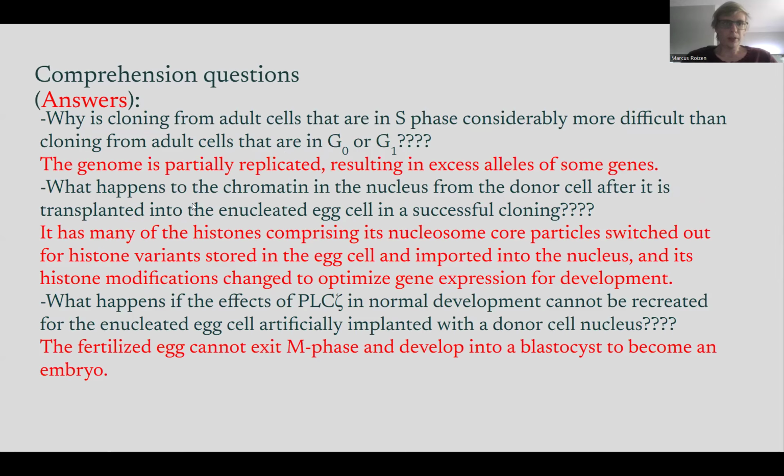And here, what happens to the chromatin in the nucleus from the donor cell after it is transplanted into the enucleated egg cell in a successful cloning? First, it has many of the histones comprising its nucleosome core particles switched out for histone variants stored in the egg cell and imported into the nucleus as they would be. And its histone modifications are changed to optimize gene expression for development.